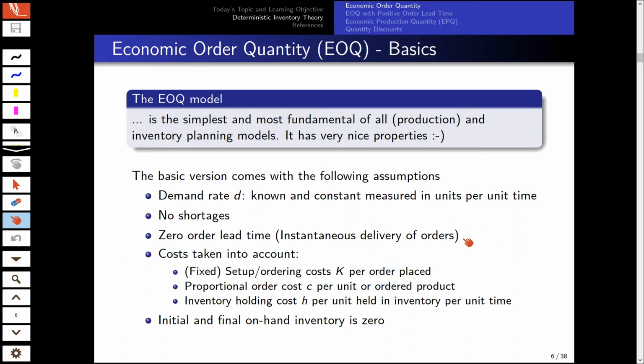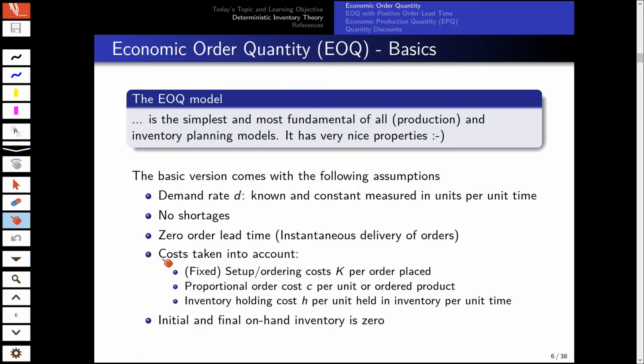So we will also, in the first step, and this model also does that, assume that we have a zero order lead time. That means that as soon as we reorder, we have our order in our inventory. That is, of course, quite unrealistic, but we will also see how we extend the model to incorporate positive lead times. But for the very basic model, this is what we assume to keep things simple.